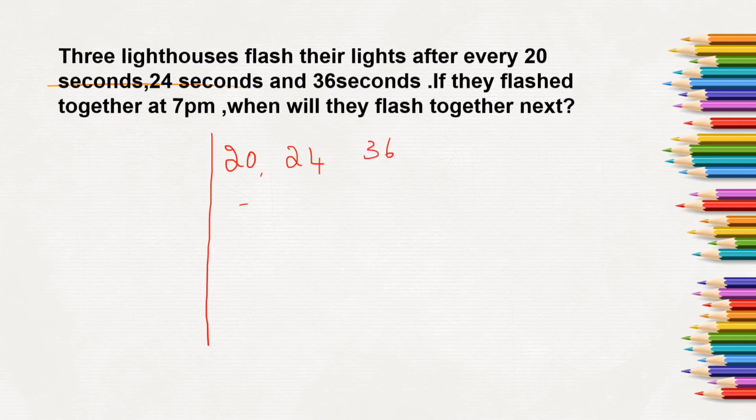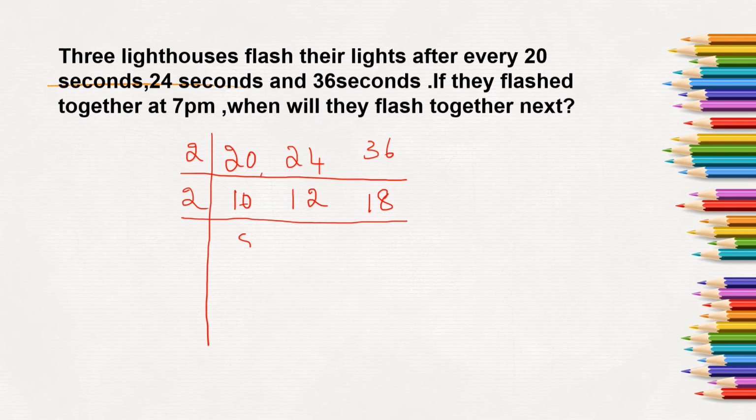So all three numbers are divisible by 2. Let us divide them by 2. 2 10 times is 20, 2 12 times is 24, 2 18 times is 36. So here, next, all the three numbers are also divisible by 2.